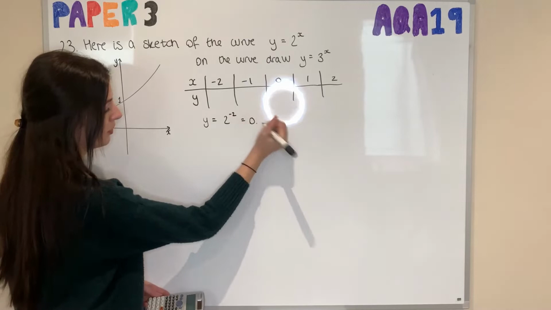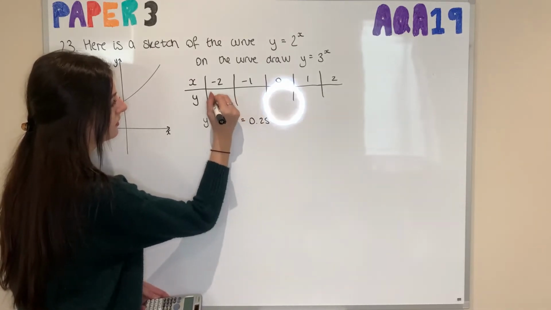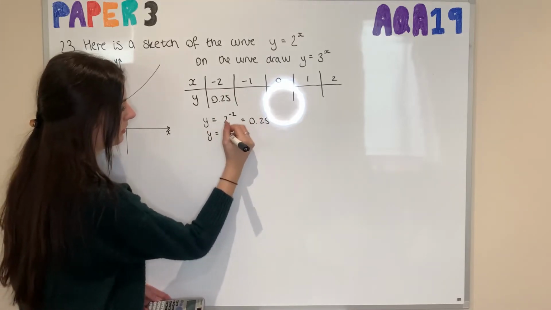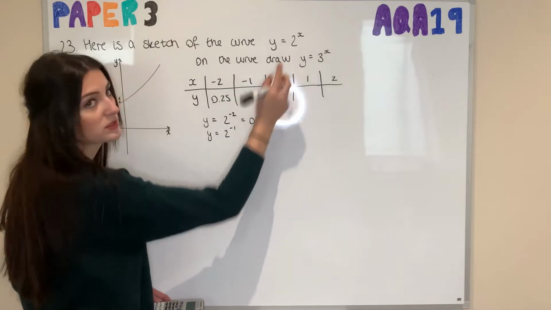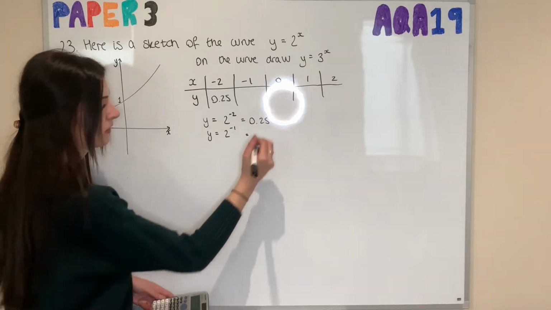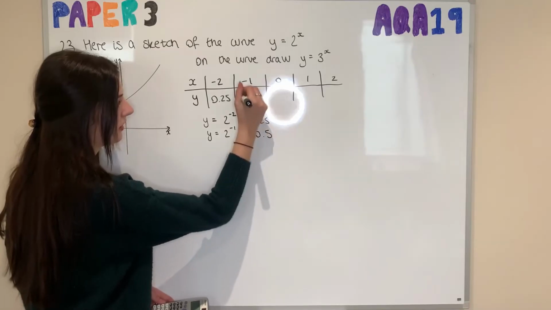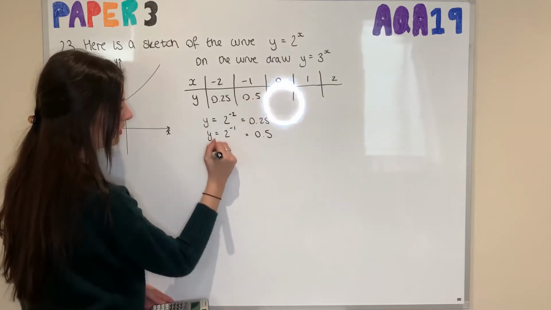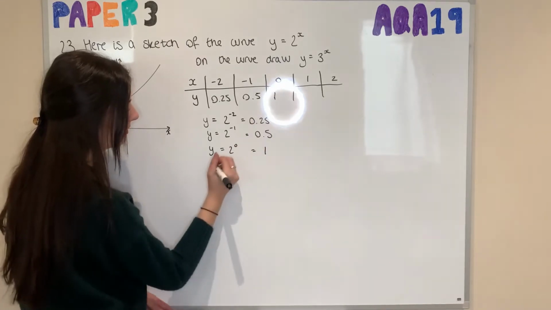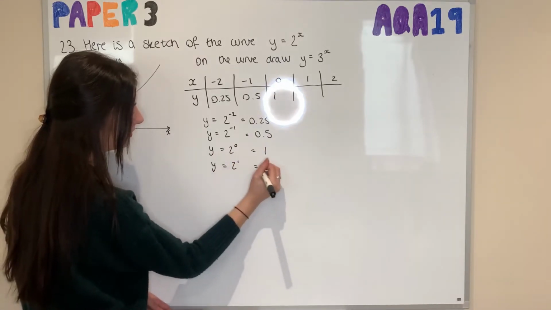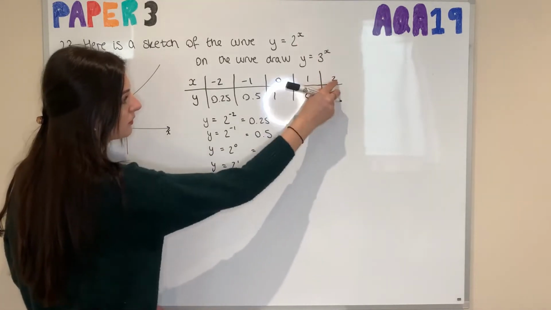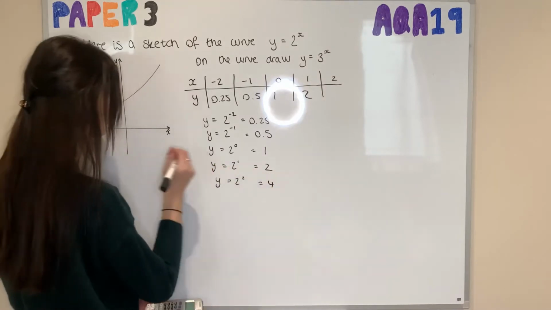this is equal to 0.25. Then we do the same with -1, so 2^x. We substitute -1 for the x. This gives us a value of y of 0.5. Then we continue, y equals 2^x, then we substitute 0. This is equal to 1. Y equals 2^1 is equal to 2. And y equals 2 to the power of 2, this is 4.